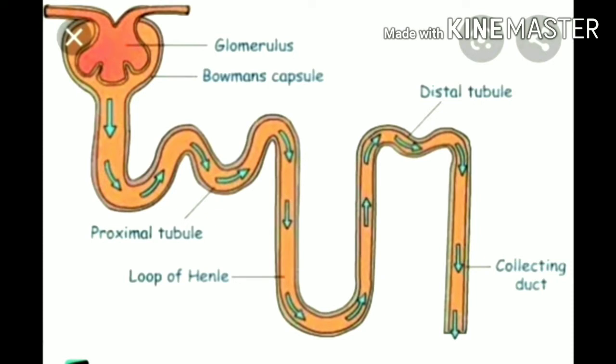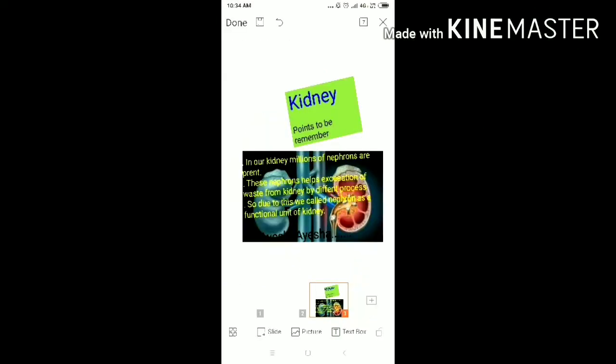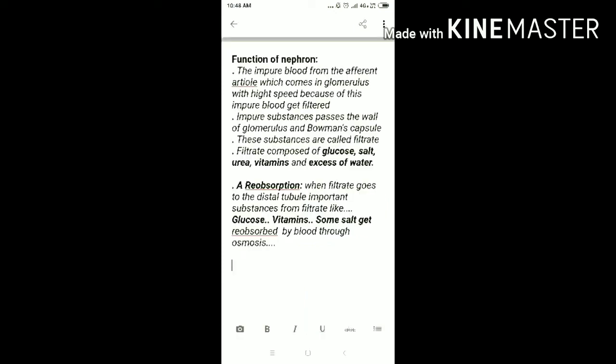Filtrate is composed of glucose, salts, urea, vitamins and excess water. When the filtrate goes to the distal tubule, important substances from the filtrate like glucose, vitamins and some salts get reabsorbed into the blood through osmosis. Key points are available here. If you want, take a screenshot and note it down in your learning resource.